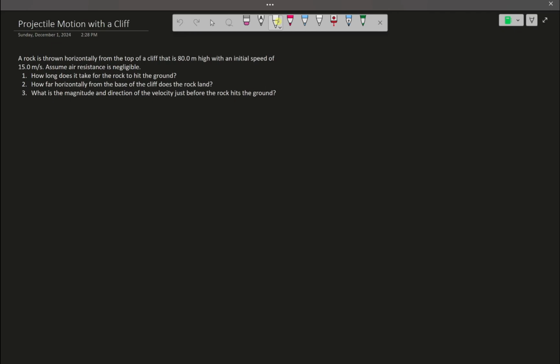A rock is thrown horizontally from the top of a cliff that is 80 meters high with an initial speed of 15 meters per second. Assume air resistance is negligible. So the first thing I'm going to do is draw a picture.